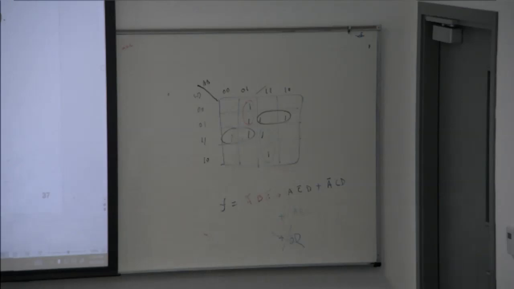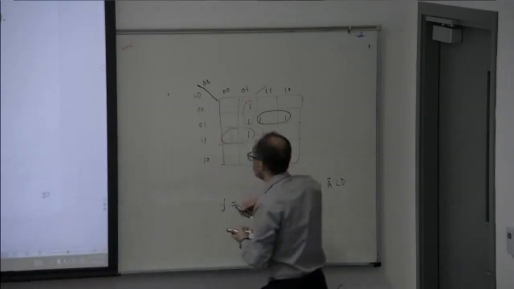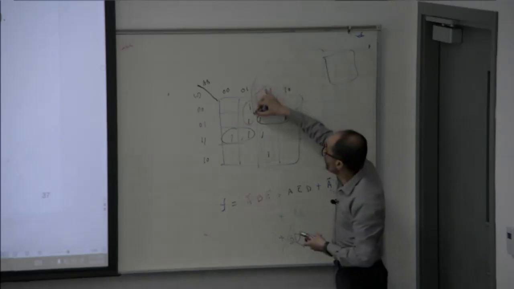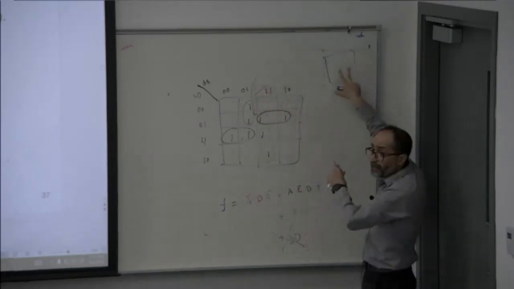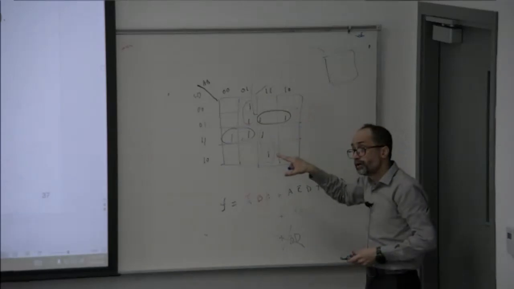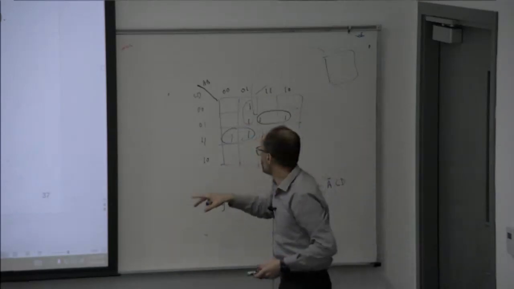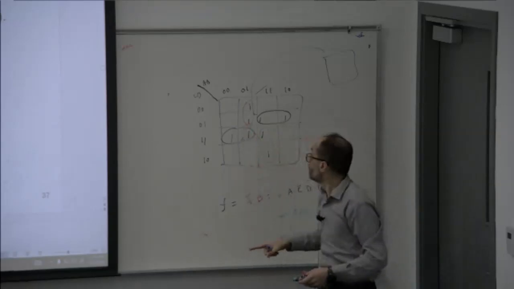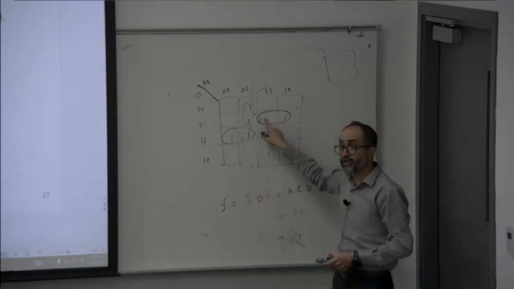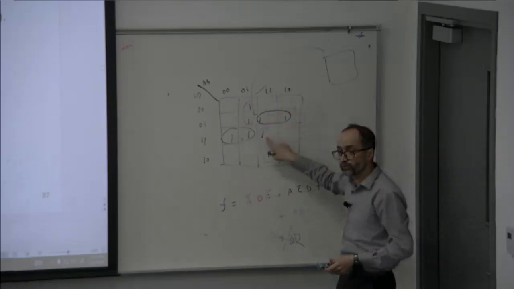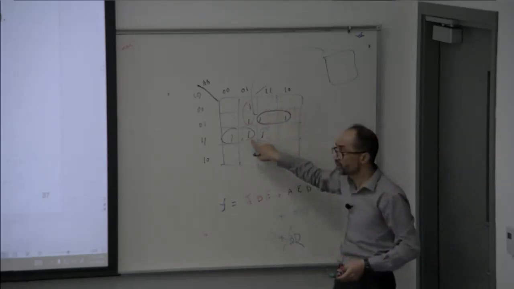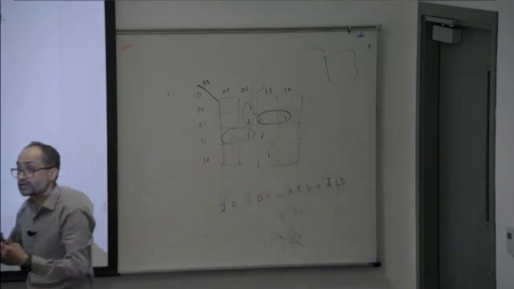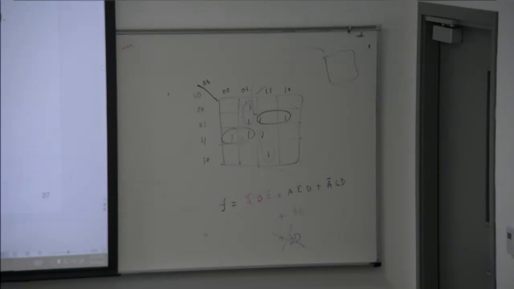Can you see here the square of 4? This square of 4 in the middle, I'm not drawing it because you know it is not an essential prime implicant, because it has this one which is shared with the red one, this one which is shared with the black one, this one which is shared with the green one, and this one which is shared with the blue one. So that's the main philosophy.